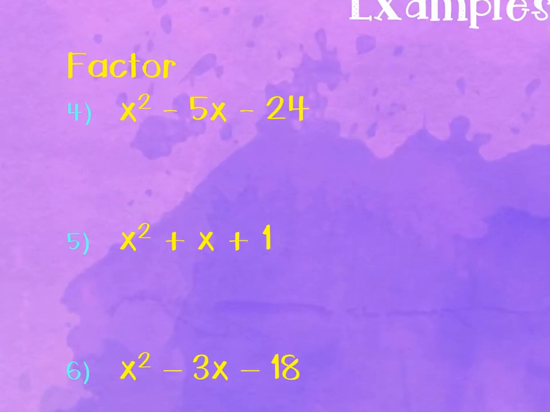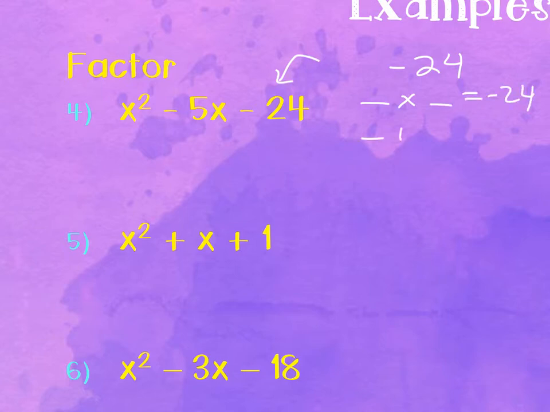Next one, negative 24. So two numbers that multiply to give me negative 24, but who also add to give me negative 5. Again, because this is a negative number, I know my signs are different. So I'm going to come over here, check out my middle sign. It's negative, so that's the sign on the bigger number. So my bigger factor is going to be negative.